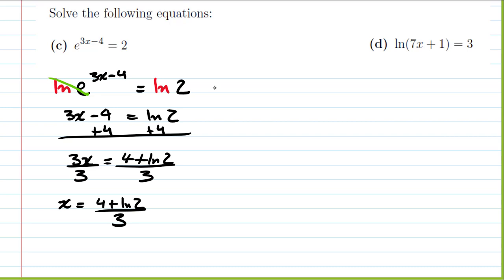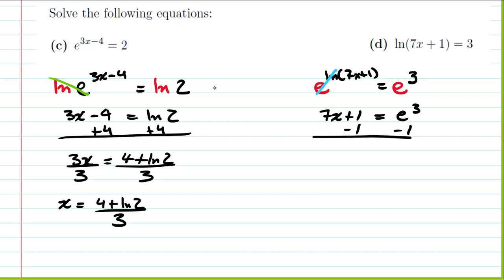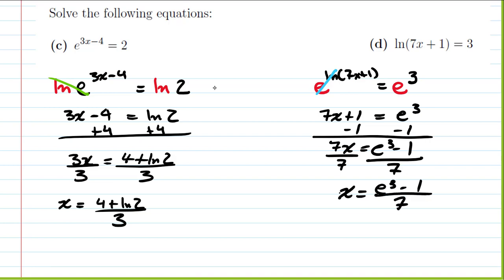Similarly, we do the same thing that we did in the previous one. We're going to raise both sides to the e. So both sides become an exponent on the base of e. And then the e and the natural logarithm reduce out. And that leaves us with 7x plus 1 is equal to e cubed. And now it's linear in x, so we isolate x by subtracting 1. And that gives us 7x equals e cubed take away 1. Divide by 7, and we get x equals e cubed minus 1 all over 7.